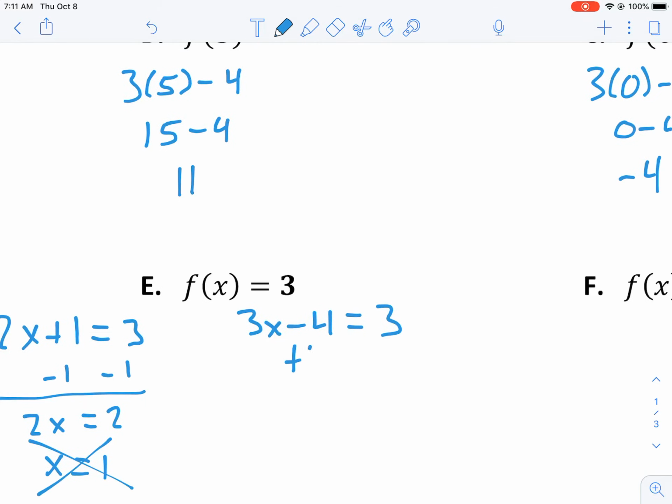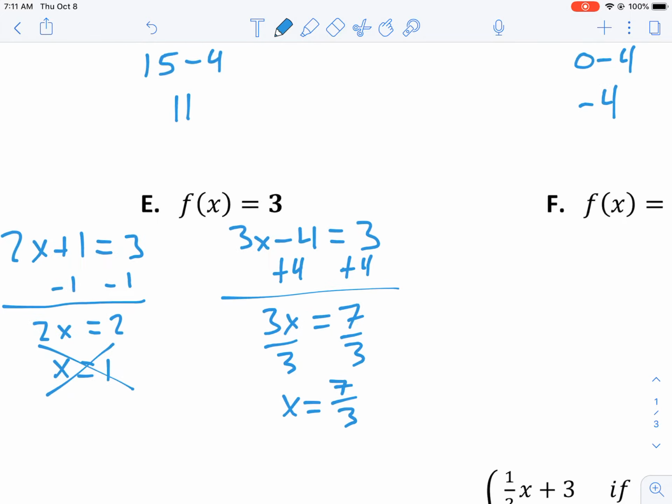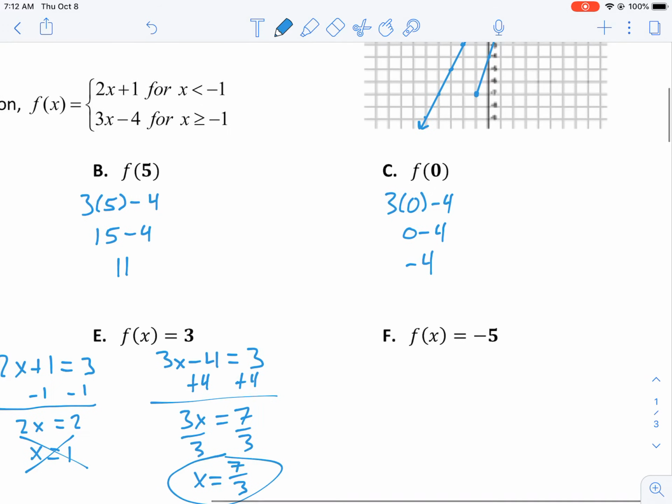Now we can try the same thing over here. So we can add 4 onto both sides. That gives us 3x equals 7. Divide by 3, x equals 7/3. Does that work? Yes, 7/3 is positive, which means it must be greater than -1. So that one is our answer, okay? So you always have to do that for both, because sometimes you could get 2 answers, like we're about to find out here.